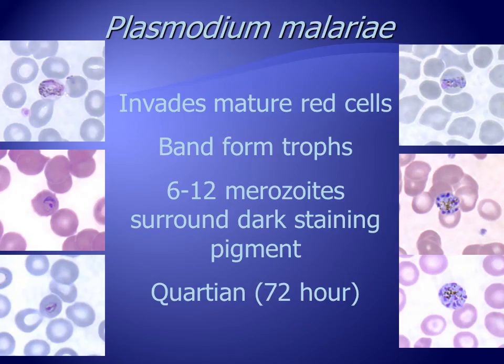P. malariae: mature red cells, band-formed trophs, which you can see over here. 6 to 12 merozoites surround dark staining pigment, which you can see down in this photo, and it's described as quartan, meaning every 3 days for paroxysms.